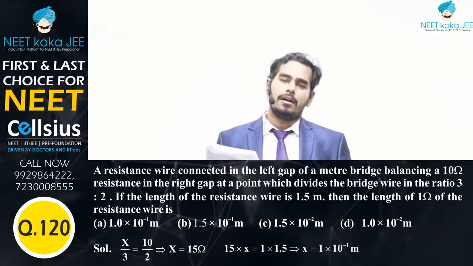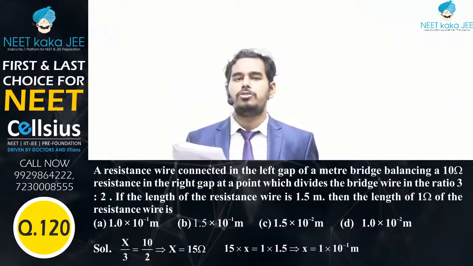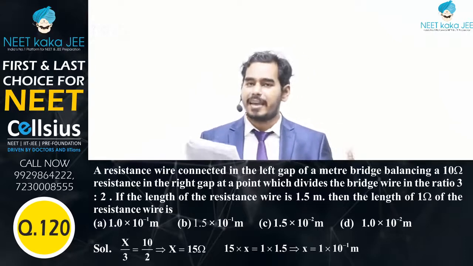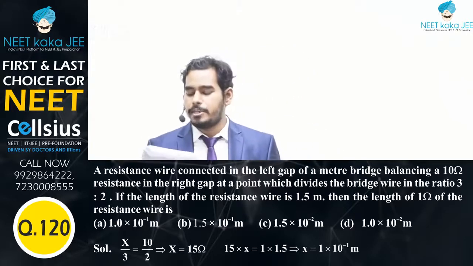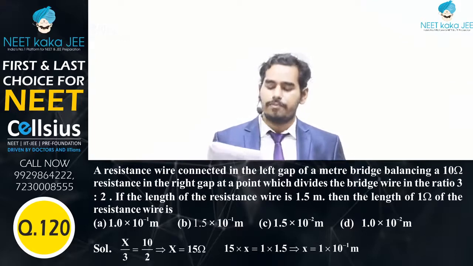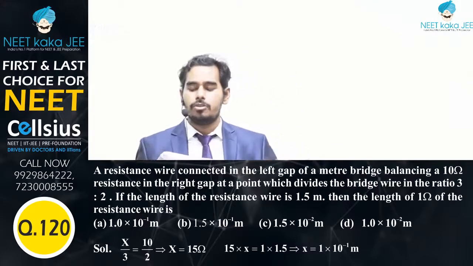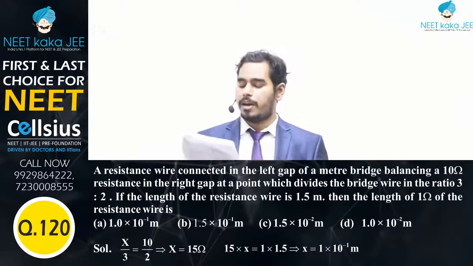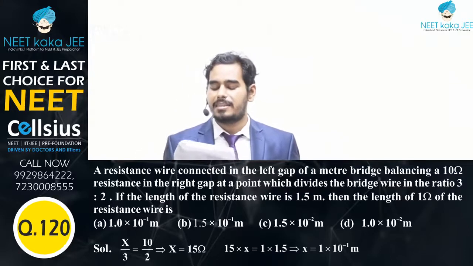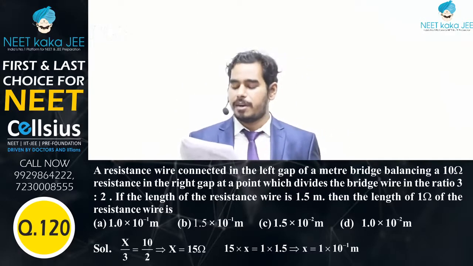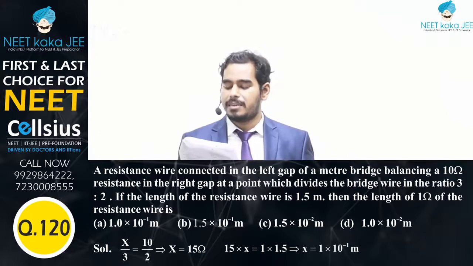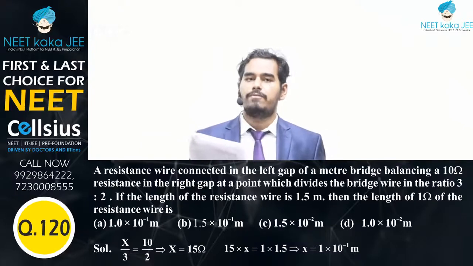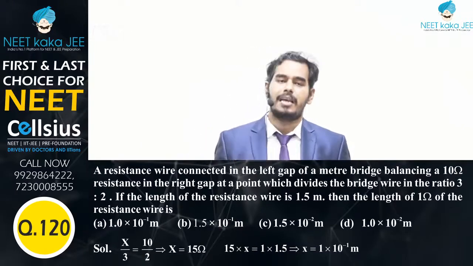So basically, you must remember that in a Wheatstone bridge, P by Q equals R by S if it is balanced. So over here X by 3 is equal to 10 by 2, so we get X is equal to 15 ohms. Now, according to the question, 15 into X must be equal to 1 into 1.5. So we get X is equal to 1 into 10 to the power minus 1 meter. So the length for which the resistance will be 1 ohm is 1 into 10 to the power minus 1 meter. It is as simple as this.